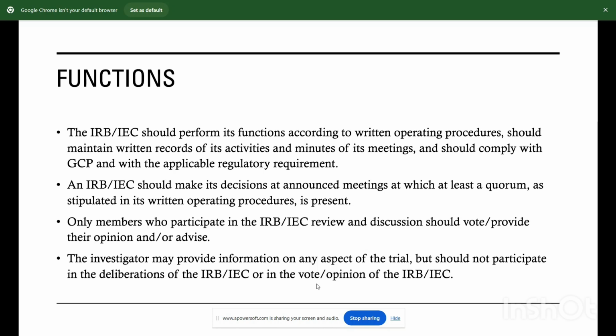Without this CDSCO EC registration, the EC cannot work. That means the CDSCO gives the registration for the ethics committee in India. Without the registration, the EC cannot work in India. I hope you understood this point. If you go to the CDSCO website, you can see the list of ethics committees registered under the CDSCO. So the EC has to work according to the SOP, keep the minutes of meeting, follow the GCP, and follow the regulatory rules of the country where the EC is registered.